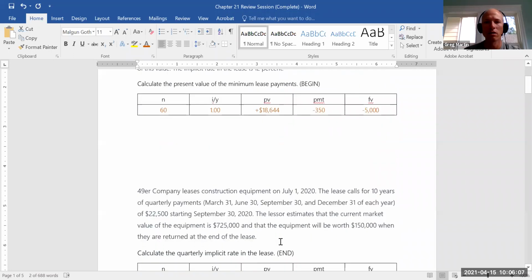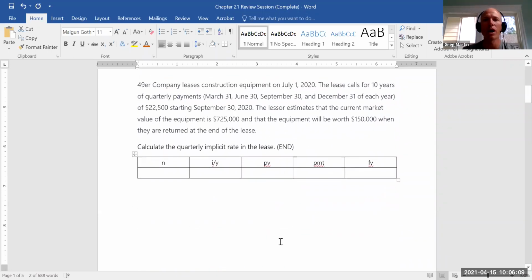All right, so from this second problem, this is the lessor's perspective. And from the lessor's perspective, we're solving for the implicit rate. Again, the two-step really is you adopt the lessor's perspective to solve for the implicit rate, and then you use that implicit rate to get the present value of the lease from the lessee's perspective.